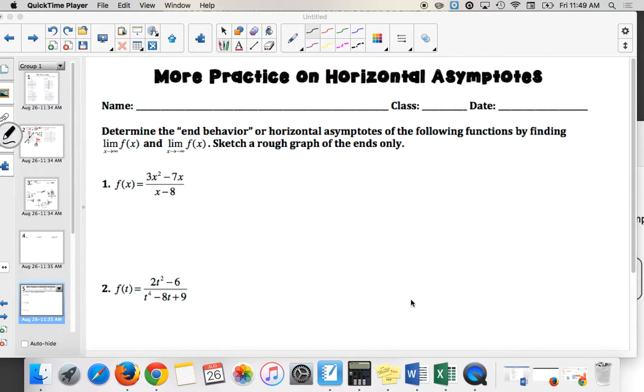I'm going to do some of these for you. So, more practice on horizontal asymptotes. It says determine the end behavior. So what's happening on the end of the graph, or the horizontal asymptotes, of the following functions by finding the limit as you go to infinity and negative infinity. So we're going to do both directions.